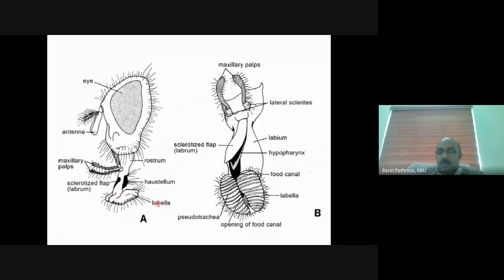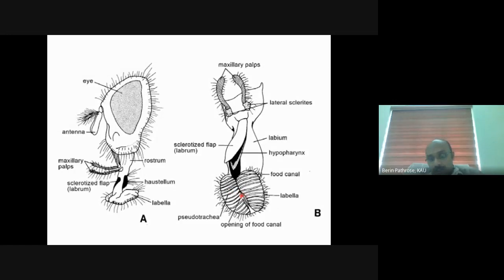Here it is, the labella. And this distally expanded lobe-like part of the proboscis, the labella, is a modified labial palpi. Maxillary palpi is present. At the distal end of the labella, you can see a groove-like structure. This is called pseudotracheae. I repeat, at the tip of the labella, we have pseudotracheae. I will show a close microscopic view of how pseudotracheae look.